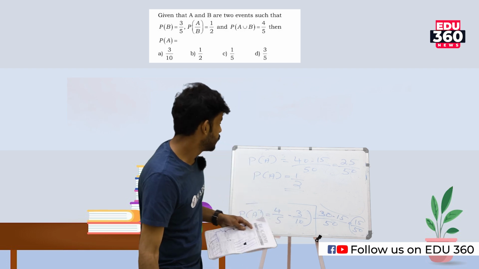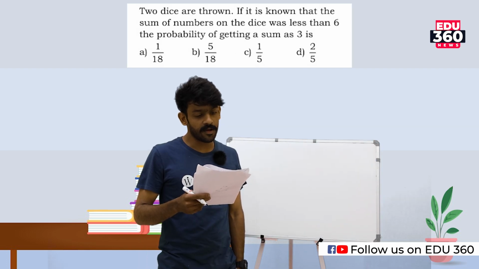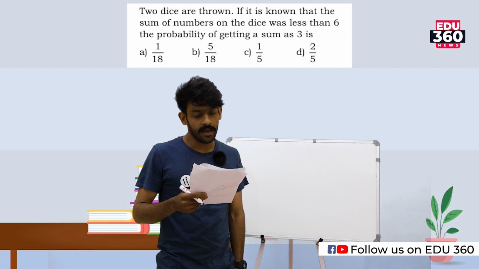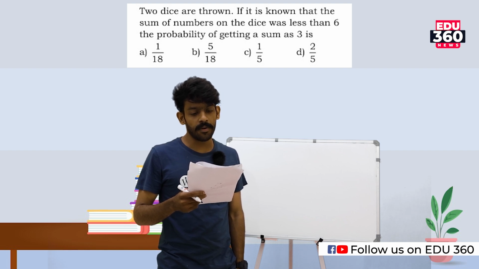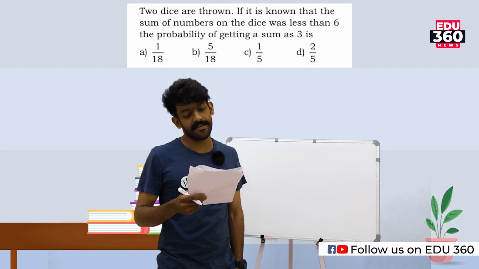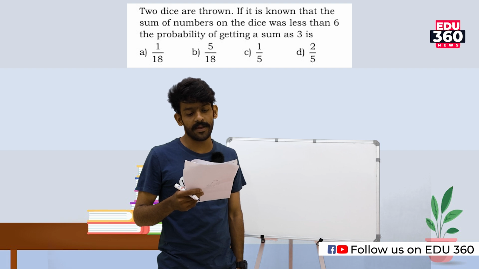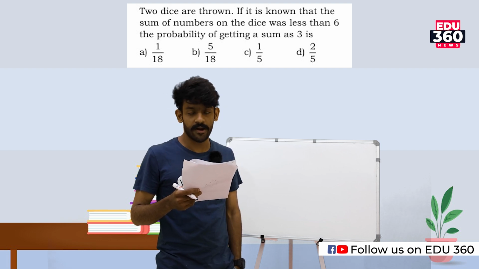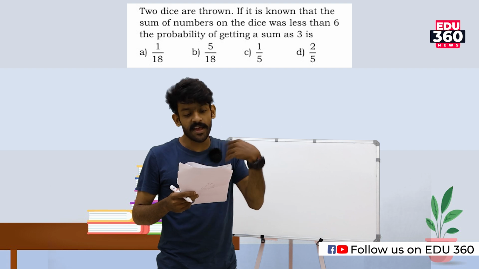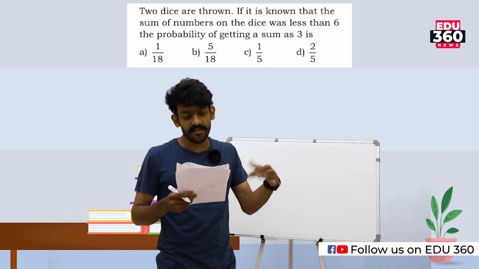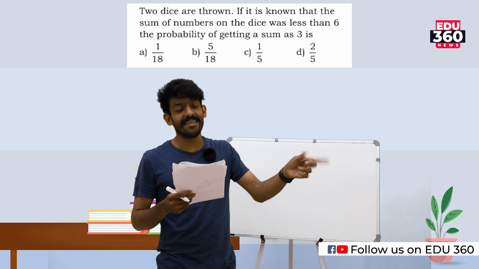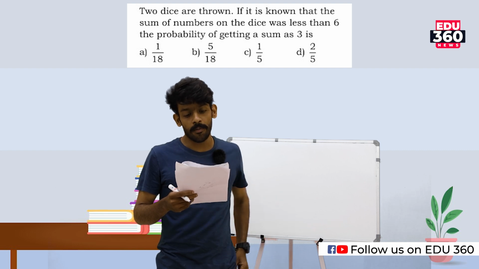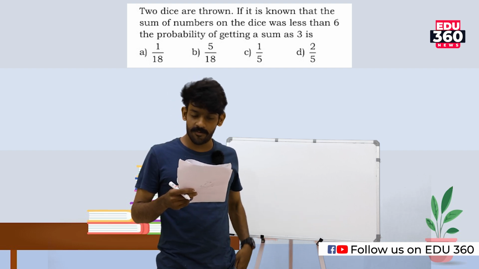Okay, yes. So the next question is, 2 dice are thrown. If it is known that the sum of numbers on the dice was less than 6, the probability of getting a sum as 3 is. Okay, so let me read the question once again. 2 dice are thrown. If it is known that the sum of numbers on the dice was less than 6, the probability of getting a sum as 3 is.